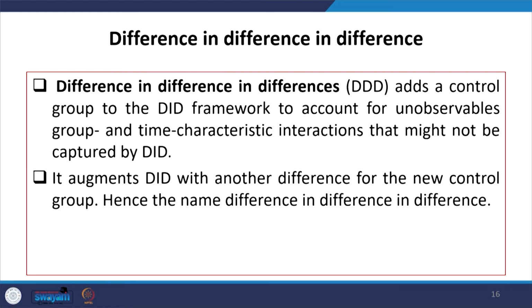Now, difference in difference in difference. So, triple D is important, not just the double difference. The difference in difference and its difference has to be counted. This adds a control group to the DID framework to account for unobservable group and time characteristic interactions that might not be captured by a DID. When you have a time component, it is not just cross sectional and its changes; there might be a third component, usually in panel data. When a time component is there, the third difference could also be taken to understand the differences correctly. So, usually you refer to panel or longitudinal data with certain time.